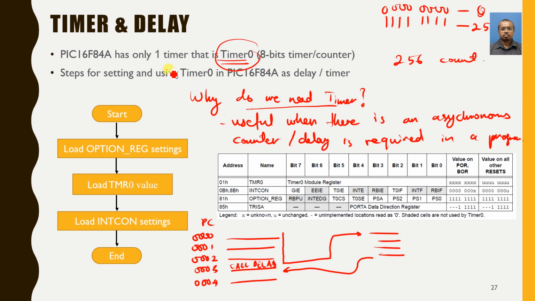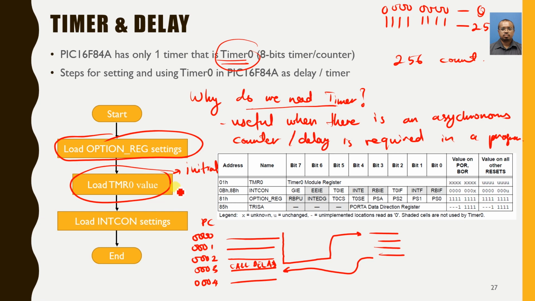There is one available feature in the PIC microcontroller. To set the timer, there are several steps that you need to do. First, you have to load the option register setting, and then you have to load the timer 0 value. This is actually the initial value. Once you have done that, you can do the interrupt register setting, INTCON.